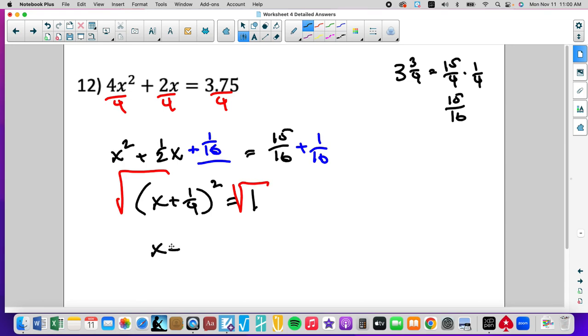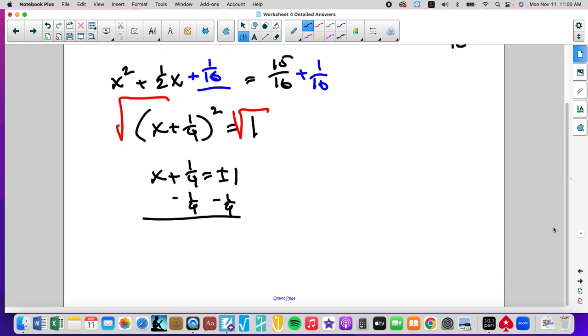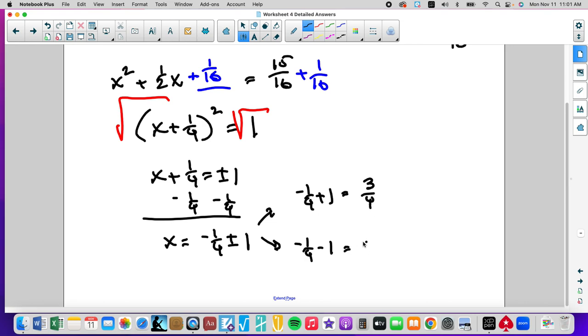We get x plus 1/4 equals plus or minus 1. Let's subtract 1/4. And that gives me x equals negative 1/4 plus or minus 1. So negative 1/4 plus 1, negative 1/4 minus 1. That gives us 3/4, and this gives us negative 5/4. So negative 5/4, comma, 3/4.